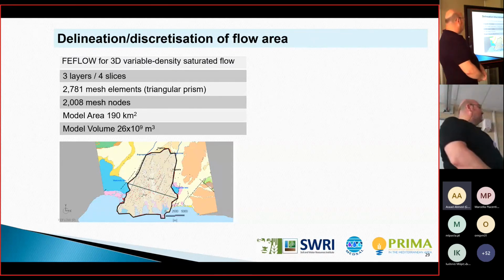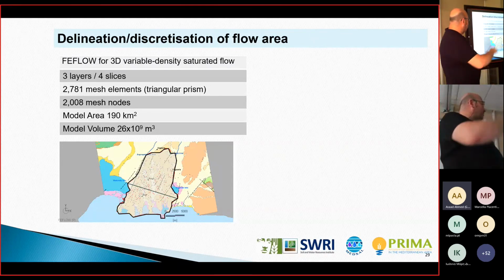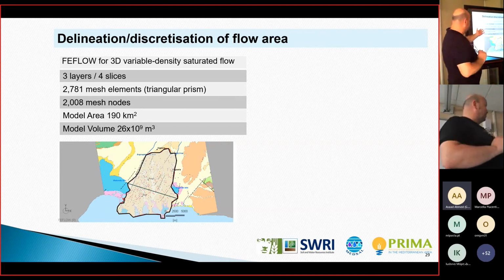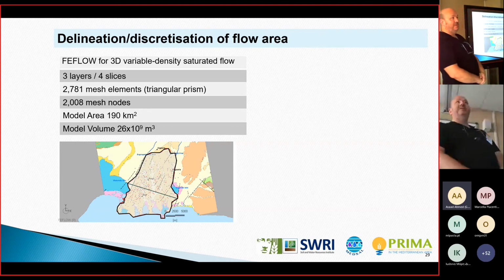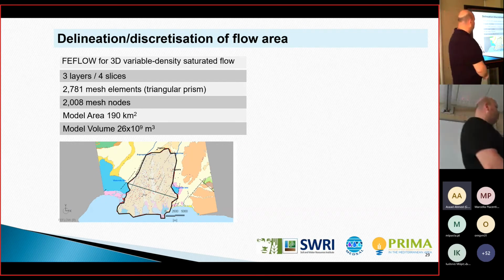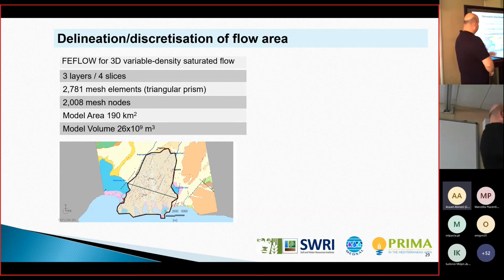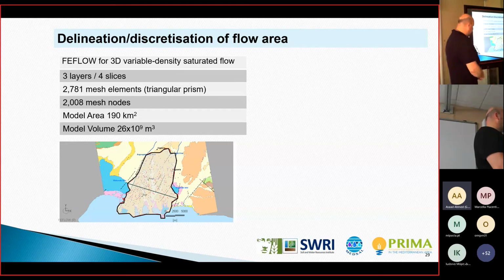So as we said, we use the FEFLOW to simulate the three-dimensional variable density saturated flow. We have three geological layers, so this means that we use four computational slices. We will see more details in the next slide. Here we can see the model area.